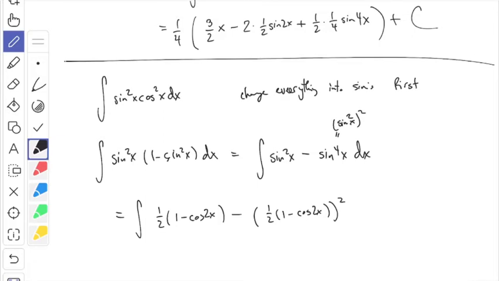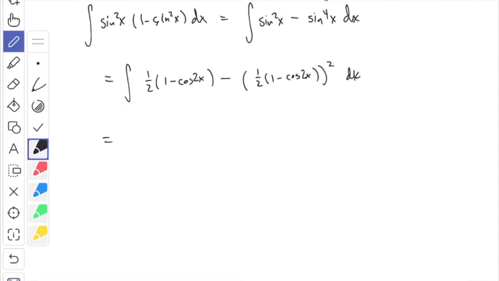Everybody good so far? That's sort of the first step. All right, so what do we get here? Just kind of clean things up. Distribute the first 1/2 there. It's going to be 1/2 minus 1/2 cosine 2x. Both of those I like already, so we're not going to have to work on those anymore. The second part there, we got to square this out, and it'll look like the previous example. The 1/2 will square and become a 1/4. And then the rest of it, when we square it, we get 1 minus 2 cosine 2x plus cosine squared of 2x.